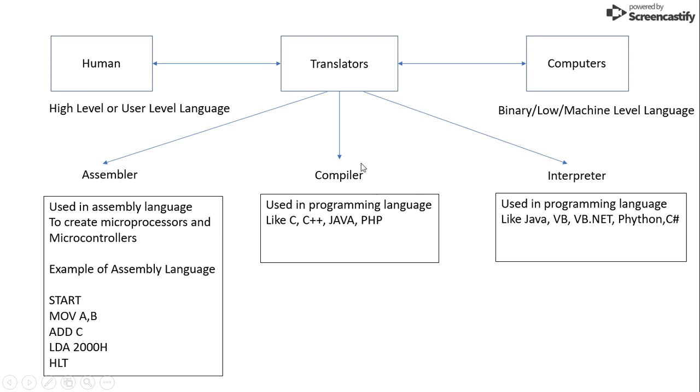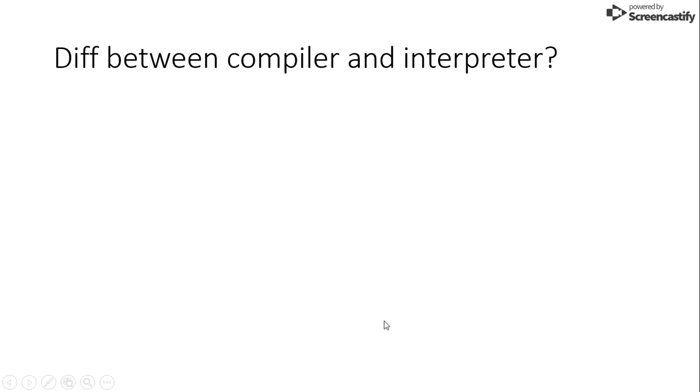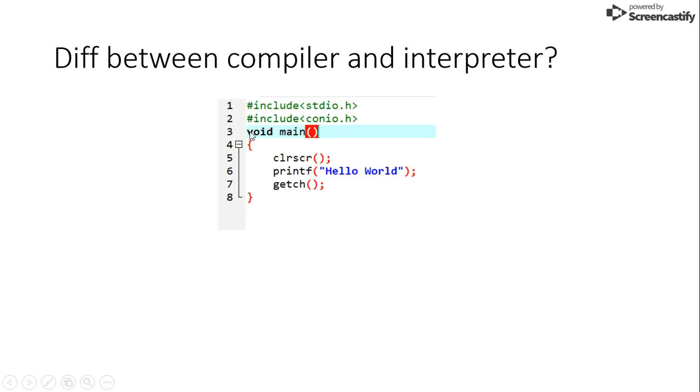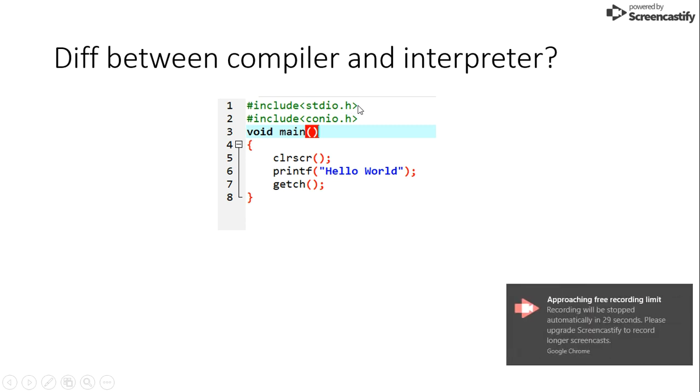Now let's study the difference between compiler and interpreter. To understand this difference, I have written a program in C language. Let's see this. So I have some header files like hash include conio.h, void main, and so on.